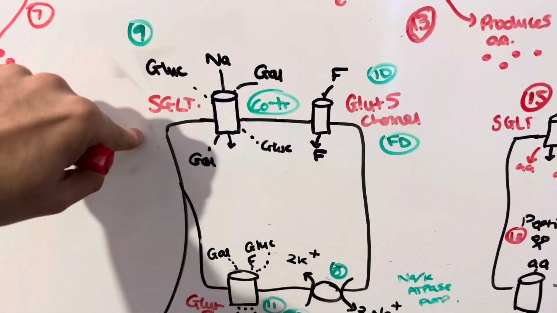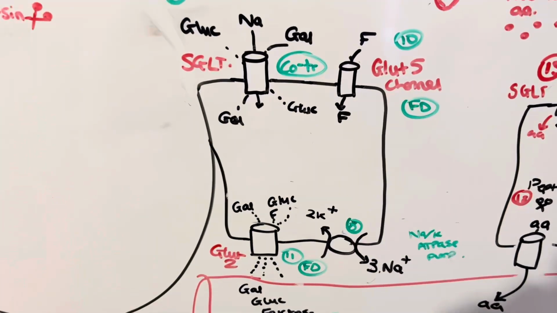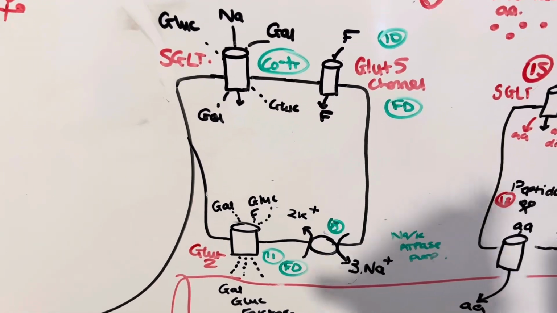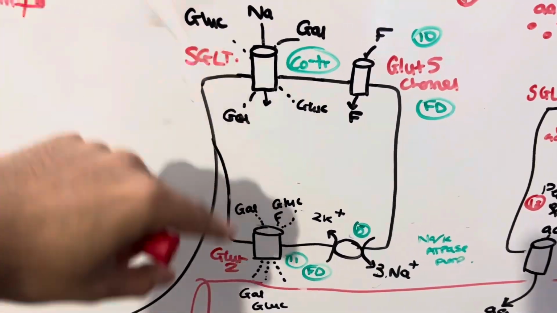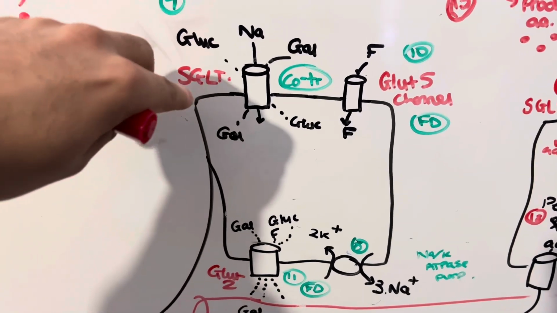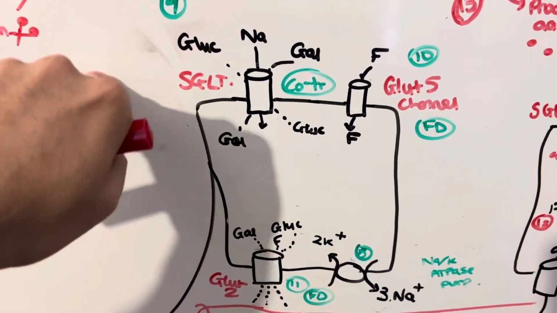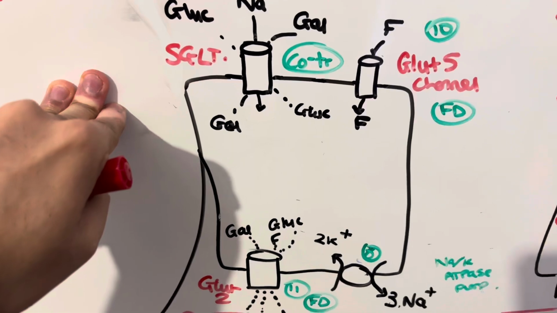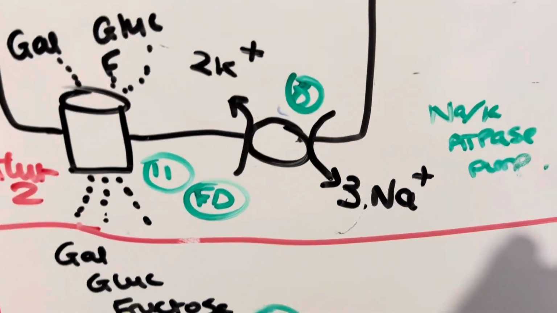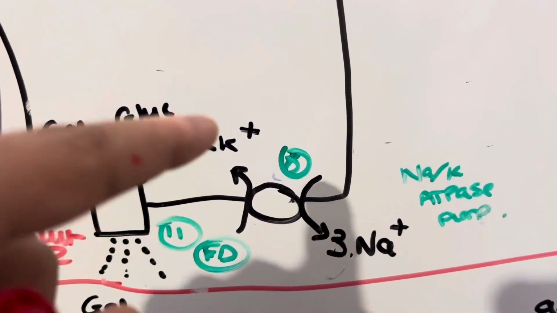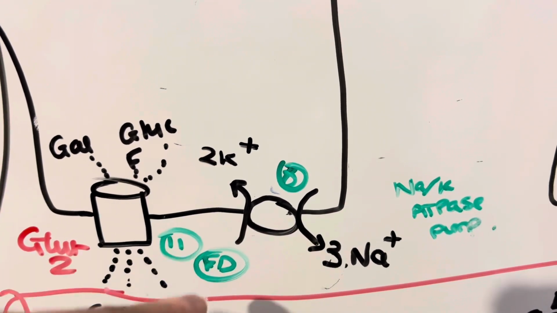except for this red, because SGLT is important. Now here we are looking at our enterocytes. So this is also lining the small intestine, I believe. So let's look at this. Let's break it down. First step over here, that's what step 8 is. First step is our sodium potassium ATPase pump.